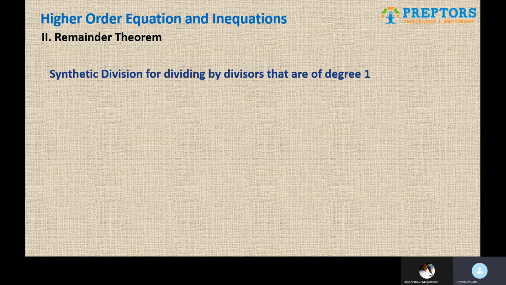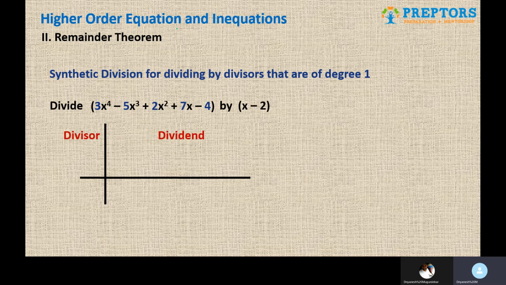There are two ways to figure out the remainder. One is the synthetic division, which we have been doing since school days. So suppose there is a polynomial and we are going to divide that polynomial by x minus 2. If you remember synthetic division from school days, the first thing that we used to do was, we don't write the entire polynomial. We write only the coefficients part. We ignore the variables. We just write the coefficients. So coefficients are 3, minus 5, plus 2, plus 7, minus 4.